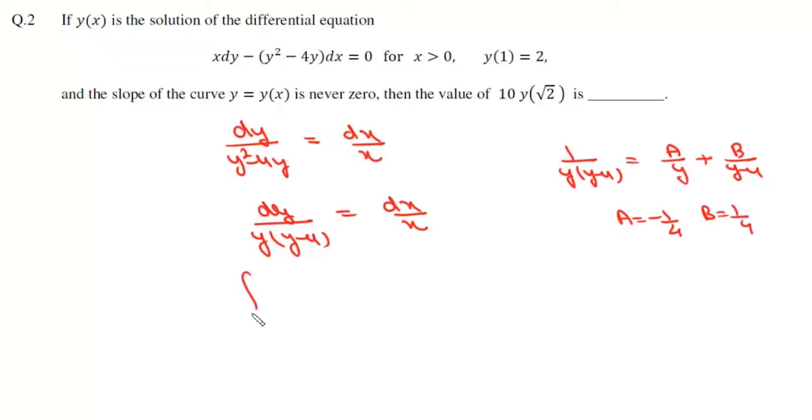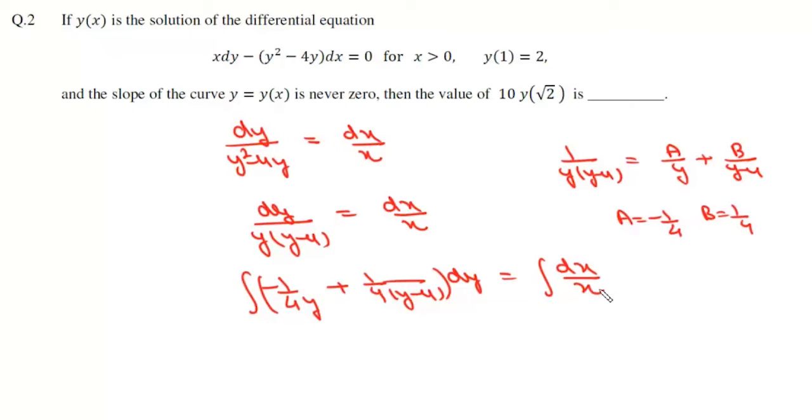So it will be the integral of (minus 1 by 4y plus 1 by 4(y minus 4)) dy, and it is equal to the integral of dx by x. Now this is minus 1 by 4 log y plus 1 by 4 log (y minus 4), and this is equal to log x, and we'll take this constant in terms of log. So we write this as log c dash.